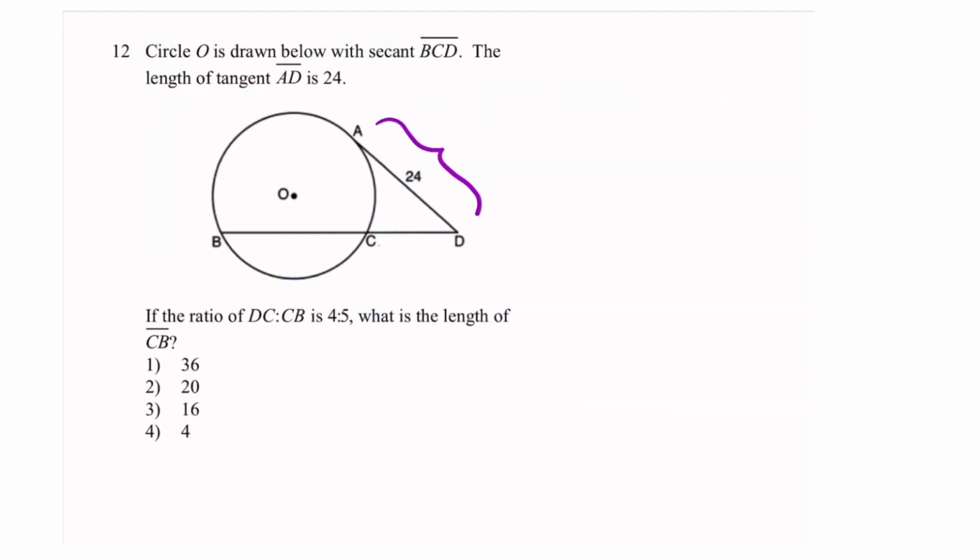In number 12, circle O is drawn below with a secant BCD, and the length of tangent AD is 24, so I'm marking where the tangent is. It just means it touches the circle. Secant will go through the circle, so the secant will have both an outside part and an inside part of that segment. And we will consider the outside part called O, and the whole part I'll call W.